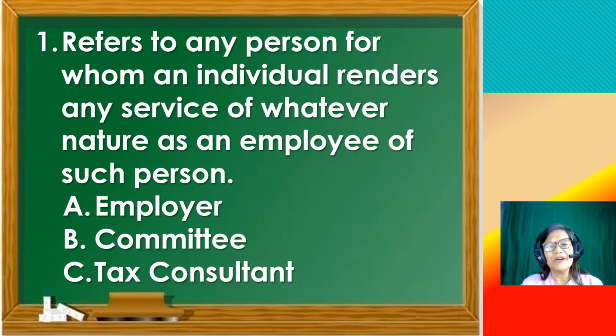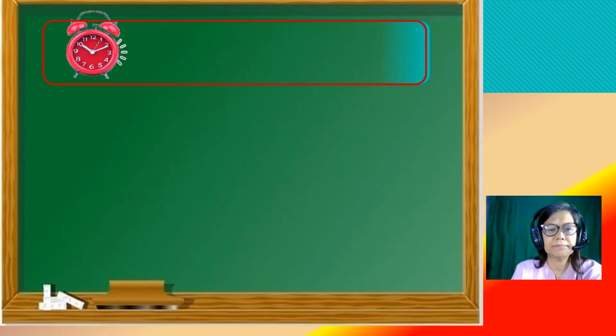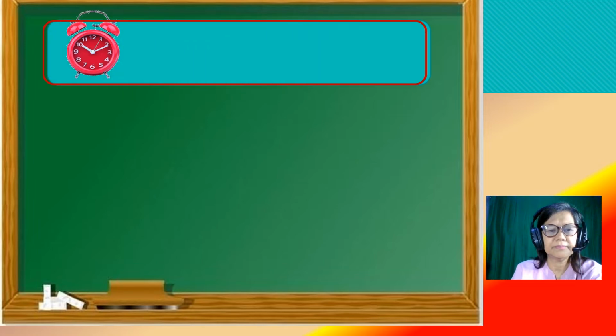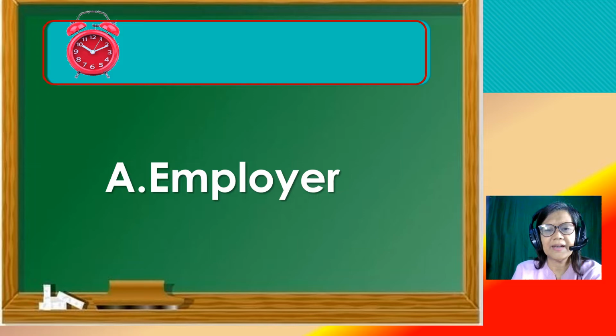Number 1 refers to any person for whom an individual renders any service of whatever nature as an employee of such person. A. Employer. B. Committee. C. Tax Consultant. Okay, is your answer letter A? Very good.